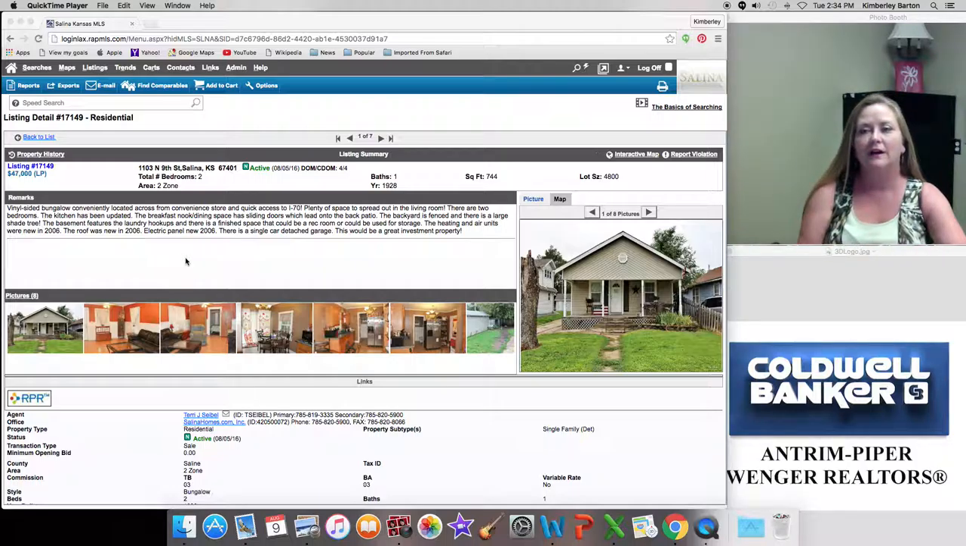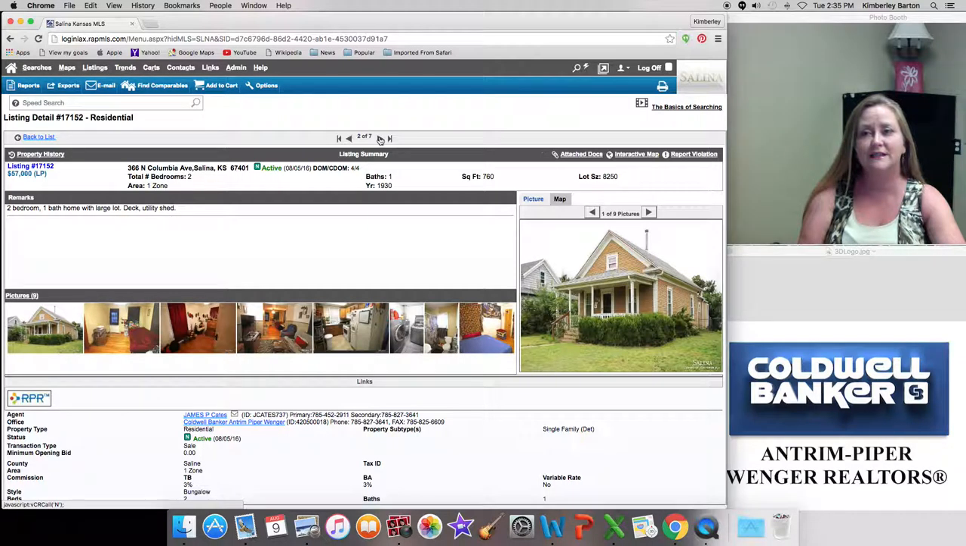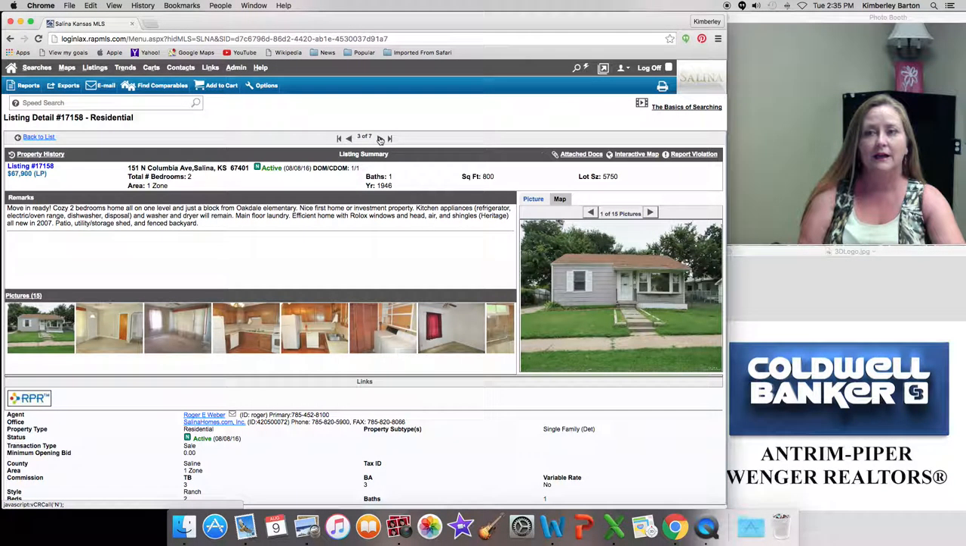Okay, this is 1103 North 9th Street, listed by SelinaHomes.com for $47,000. And then 366 North Columbia, listed by Coldwell Banker for $57,000. And 151 North Columbia, listed by SelinaHomes.com for $67,900.